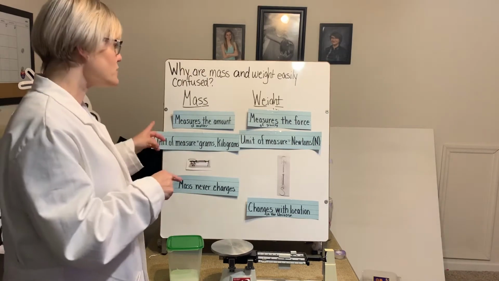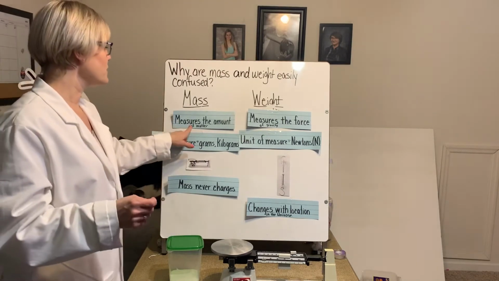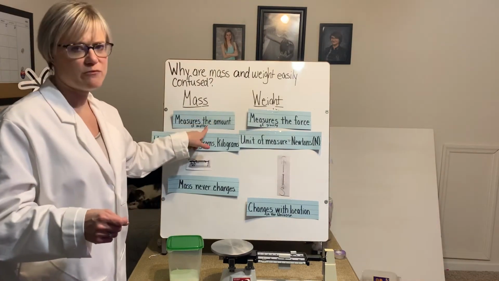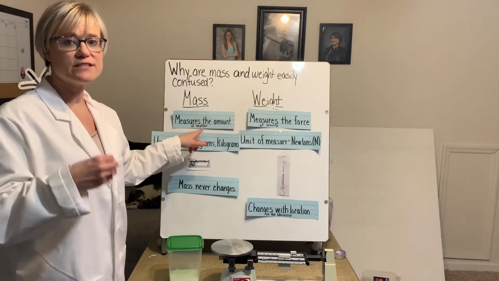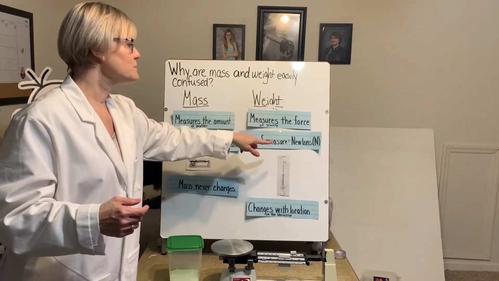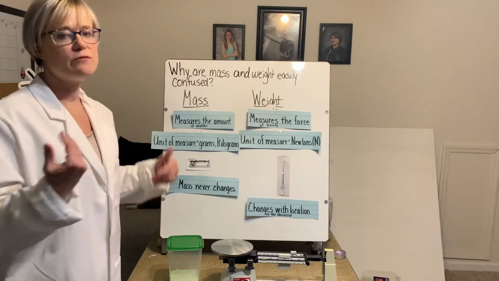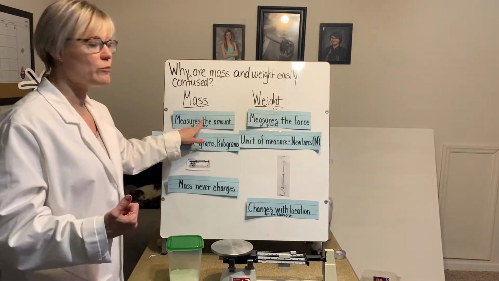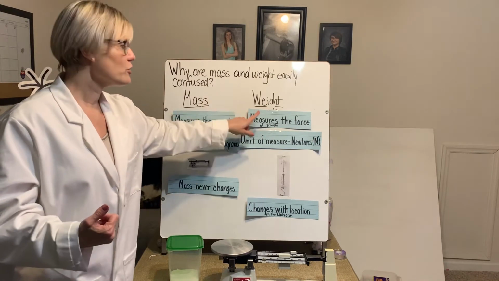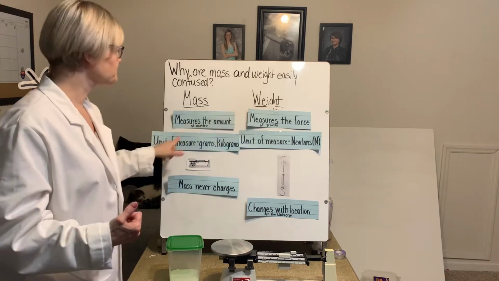All right, so let's talk more about and compare mass and weight. So first of all, we have mass, which measures the amount of matter, the amount of matter that is contained in something. We talked about that last week. Weight is the measure of the force of gravity on an object. All right, so we've already determined that the more mass something has, the more gravitational pull, so the more weight it would have. So these are interrelated.